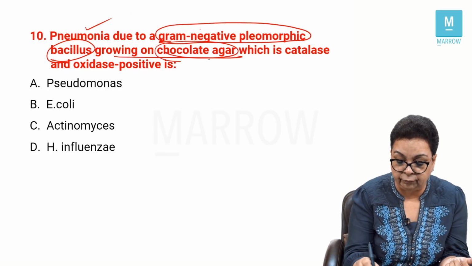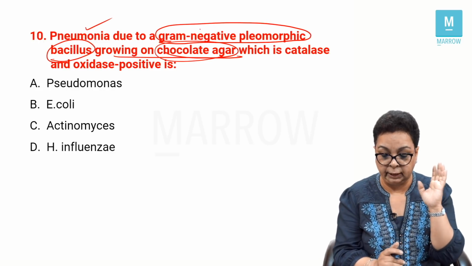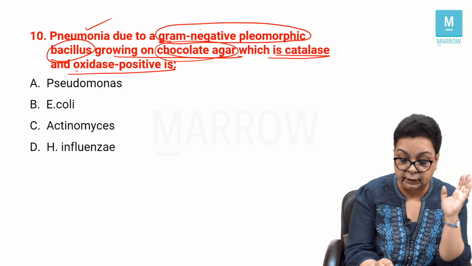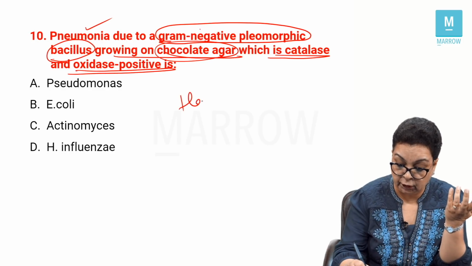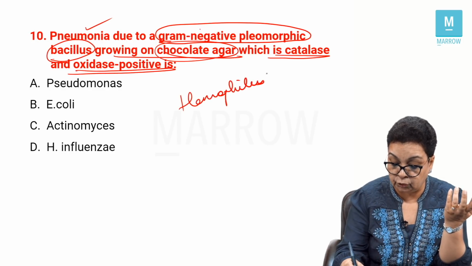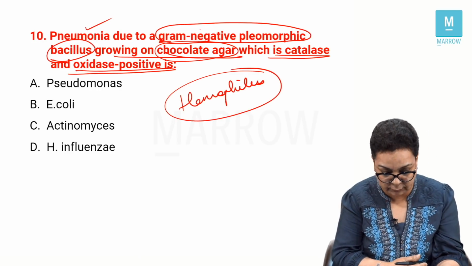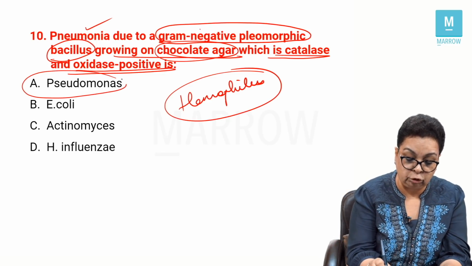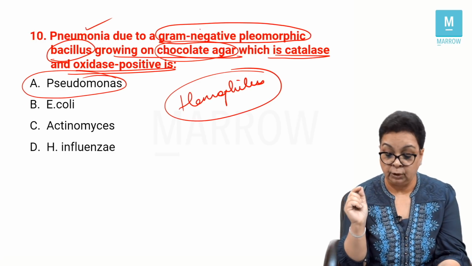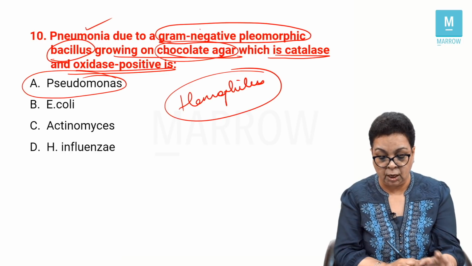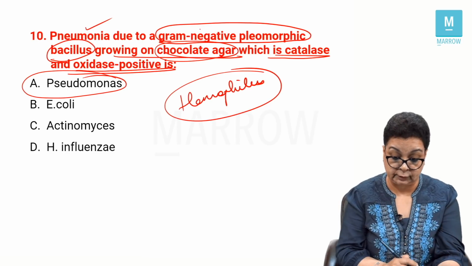Growing on chocolate agar. Whenever chocolate agar is mentioned in the question, think of Haemophilus or think of Neisseria, right? And this is catalase and oxidase positive, right? Neisseria, we're not going to think of pneumonia first. We're going to think of Haemophilus as the cause, okay? So gram-negative pleomorphic bacillus growing on chocolate agar, catalase and oxidase positive. This is definitely not Pseudomonas as the cause because that is a gram-negative bacillus. Of course, it is catalase and oxidase positive. This chocolate agar word would not be mentioned in case of Pseudomonas.